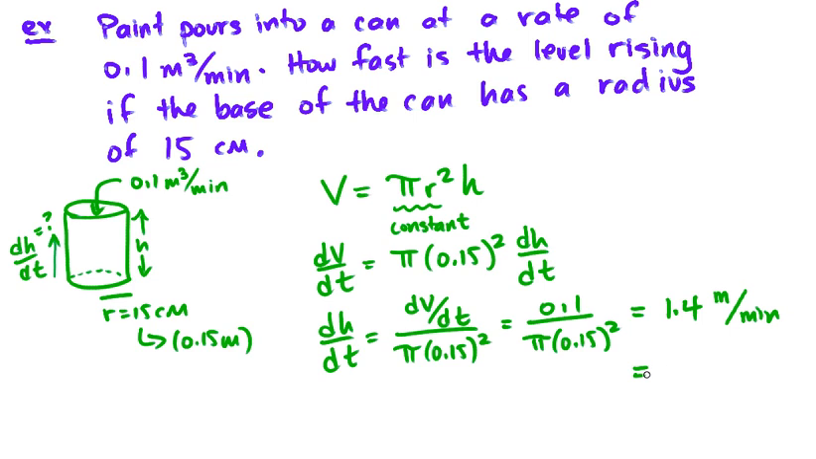And that's not a very effective unit to understand how quickly that's going, especially for a paint can, because it's probably not going to be a meter tall. So it might be better to convert this to a unit that makes more sense, maybe centimeters per second. Once we do that conversion, we see that it goes up about 2.4 centimeters per second, which is pretty quick.